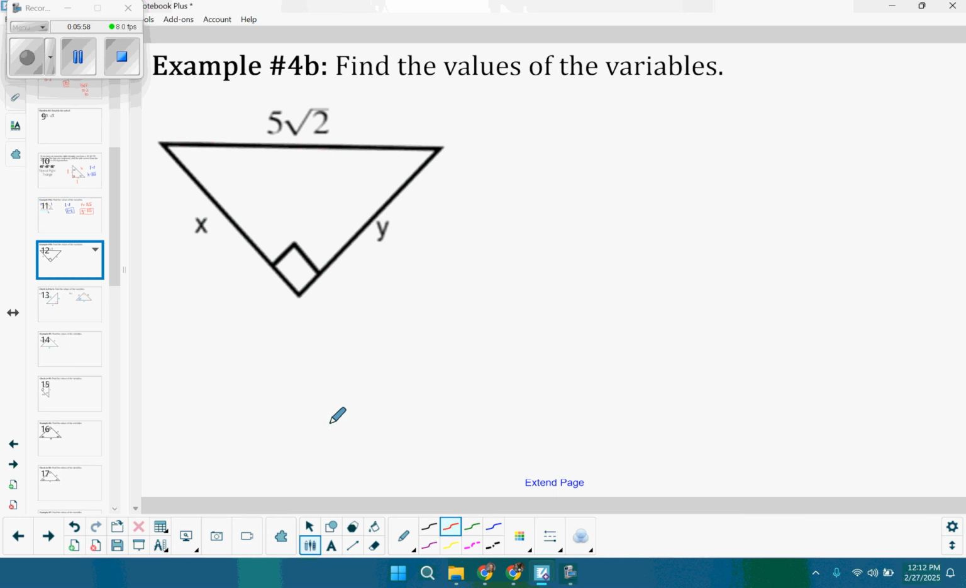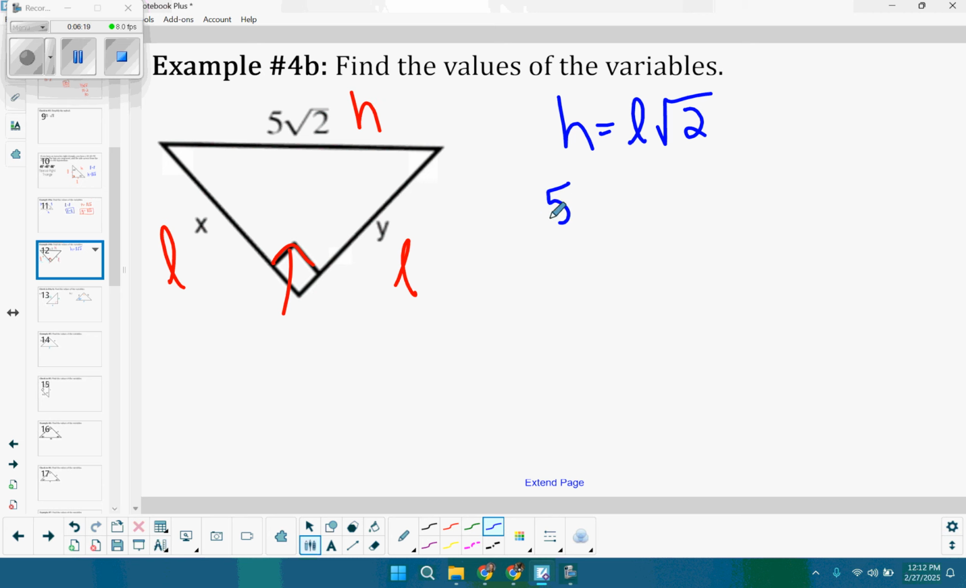Here's example 4b. So again, here's my right angle. So opposite that is my hypotenuse. The other two sides are both legs. So x and y will be equal to each other. So I only have to solve for one of them, and that'll give me the other. So we're going to make our equation. H equals L root 2. I'm going to plug in 5 root 2 for H.